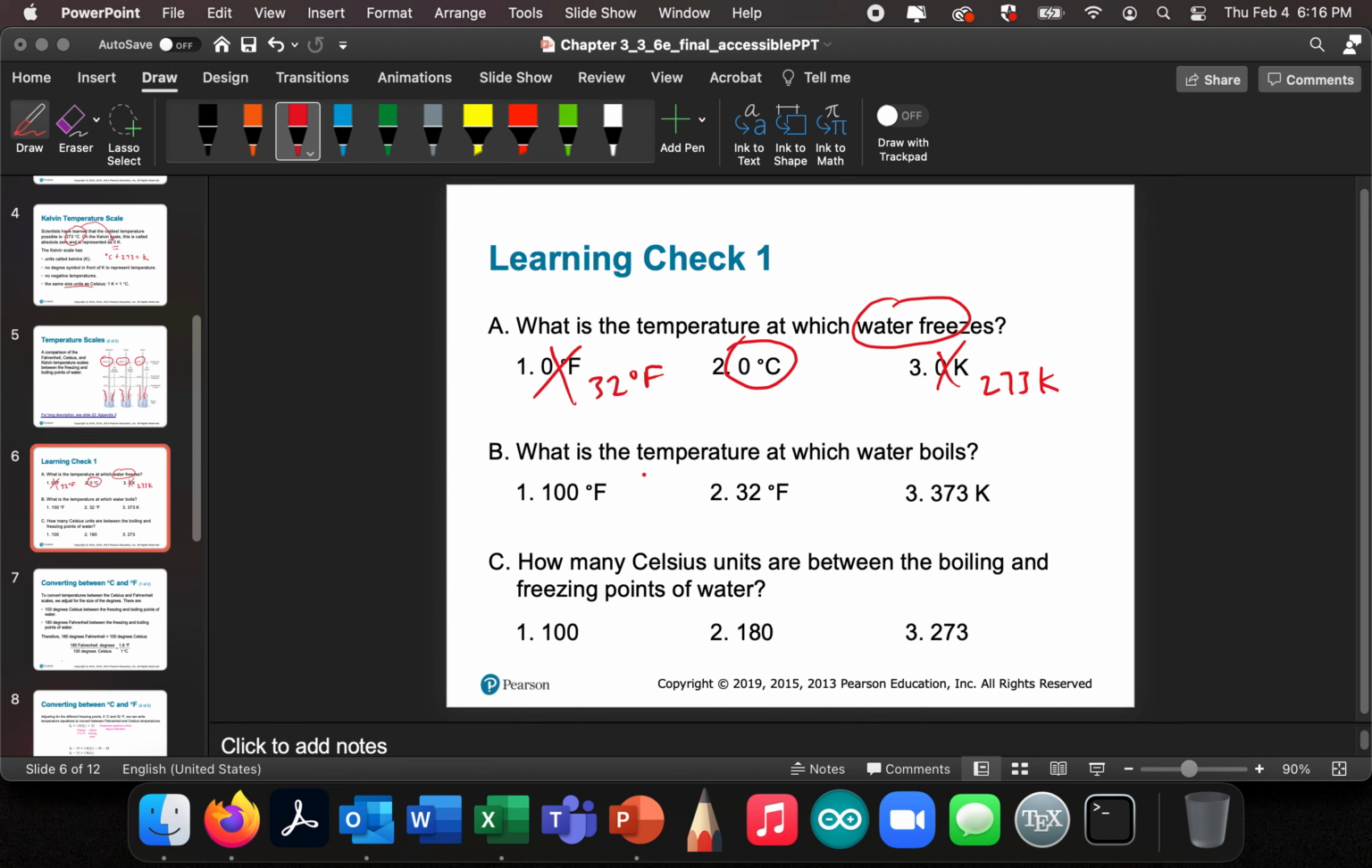What's the temperature at which water boils? It's not 100 degrees Fahrenheit. It's not 32 degrees Fahrenheit. It's 373 kelvins, right? If it's Fahrenheit, it's 212 degrees Fahrenheit, which is the same as 373 kelvins. Okay, how many Celsius units are between boiling and freezing points of water? It's 100, right? 180 is Fahrenheit, and 273 is the difference between that, right?